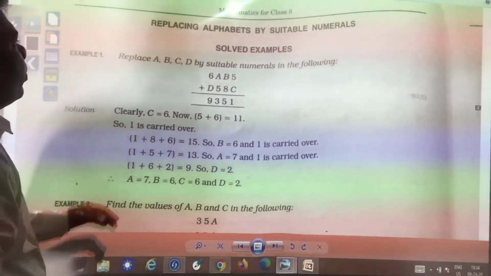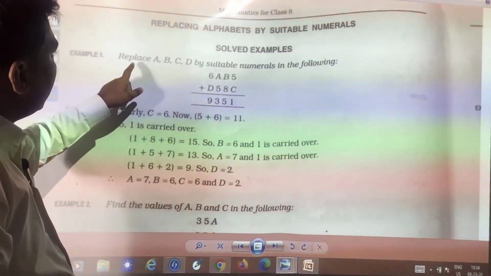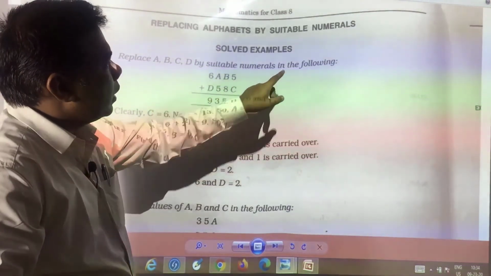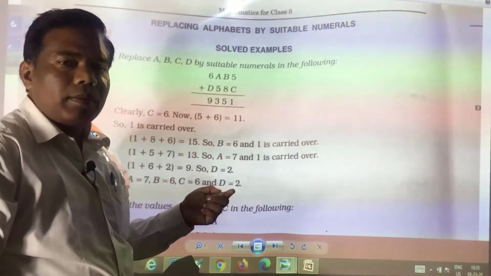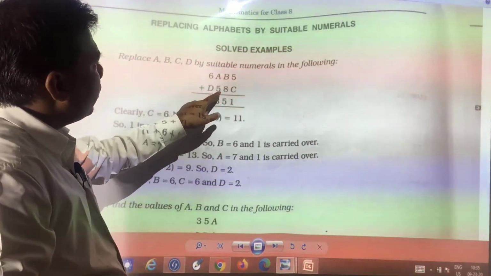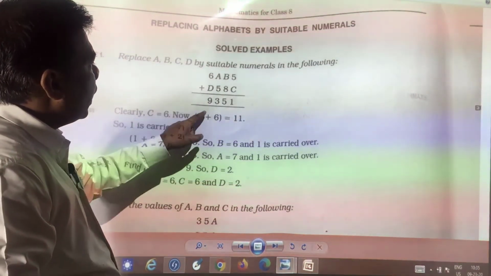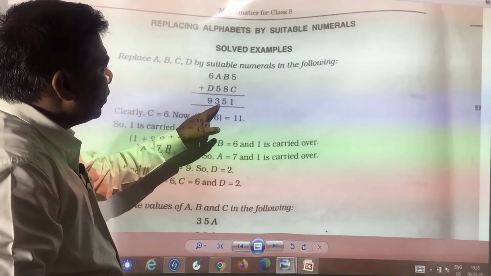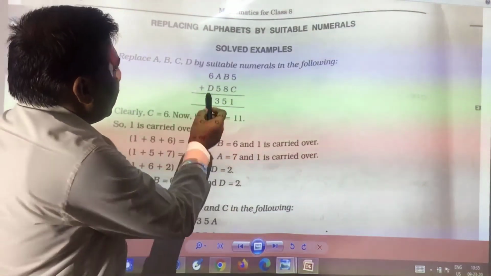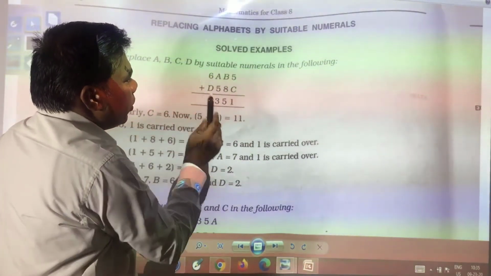Here you have replacing alphabets by suitable numerals. Example 1 you see: replace A, B, C, D by suitable numerals in the following. Suppose you have been given 6AB5 plus D58C, and you need to add these and your sum is 9351. What is required to be done? Just you see, you need to fill this A, B, D and C. In this place you need to put numerals.